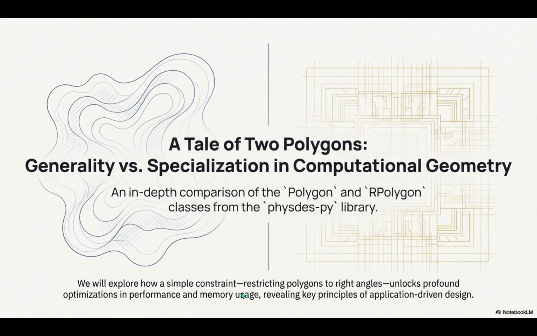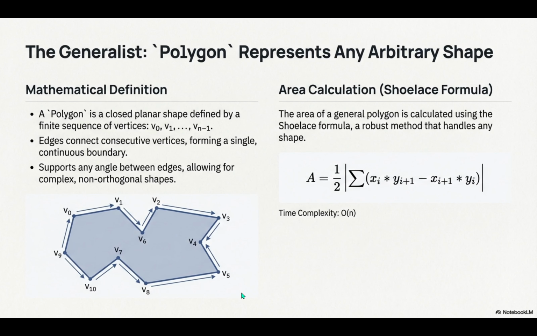Okay, let's unpack this. Let's start with the generalist, the polygon class. This is our jack of all trades. It's defined by a sequence of vertices, and it can handle, well, anything. Anything. A triangle, a star, an approximation of a circle, some completely arbitrary shape with edges that meet at any angle you can imagine. So this is the geometry you'd need for general applications, game worlds, CAD design, maybe simulating fluid dynamics. That's right. And that need for maximum flexibility comes with maximum overhead. A polygon has to store every single vertex, every XY coordinate pair, and it has to use algorithms that are built to handle the crazy complexity of arbitrary angles.